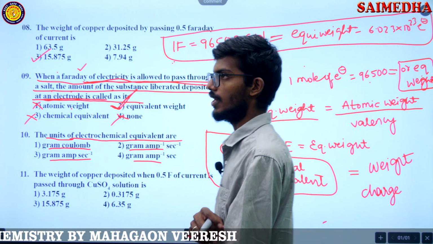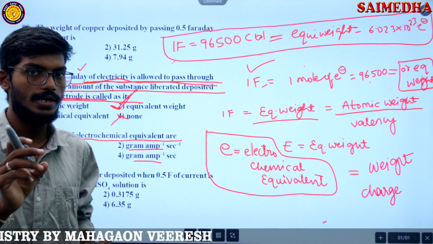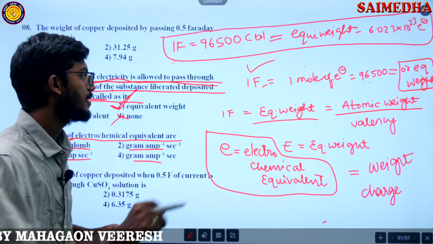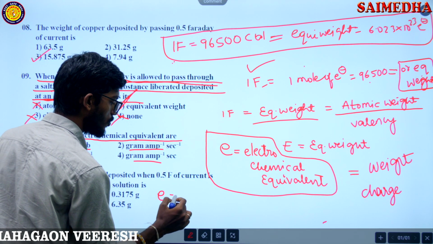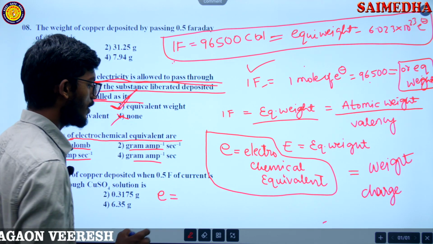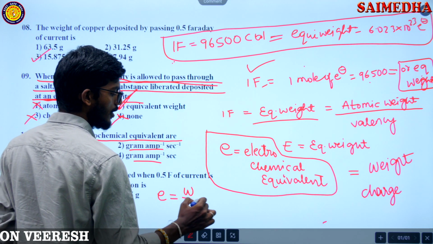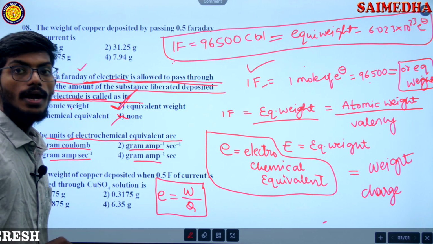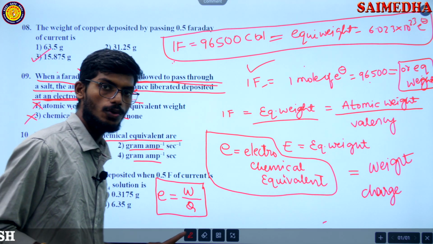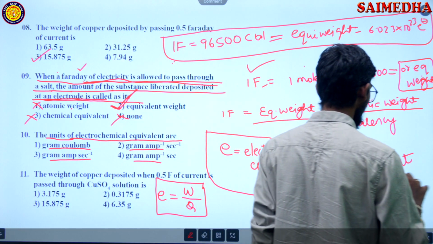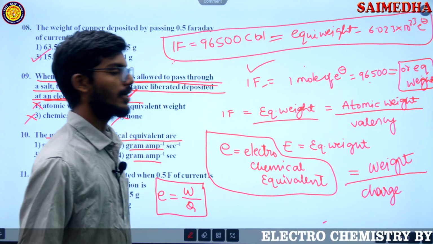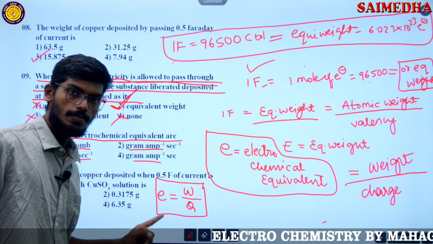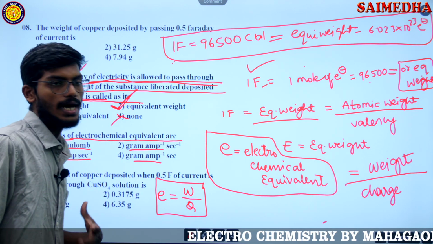And we know the formula for small e, that is electrochemical equivalent. What is the formula then? Small e is equal to W by Q. Do you remember this formula? Small e is equal to W by Q. Weight by charge is equal to electrochemical equivalent, because we know small e is calculated as the weight of a substance given by the charge which is passed.